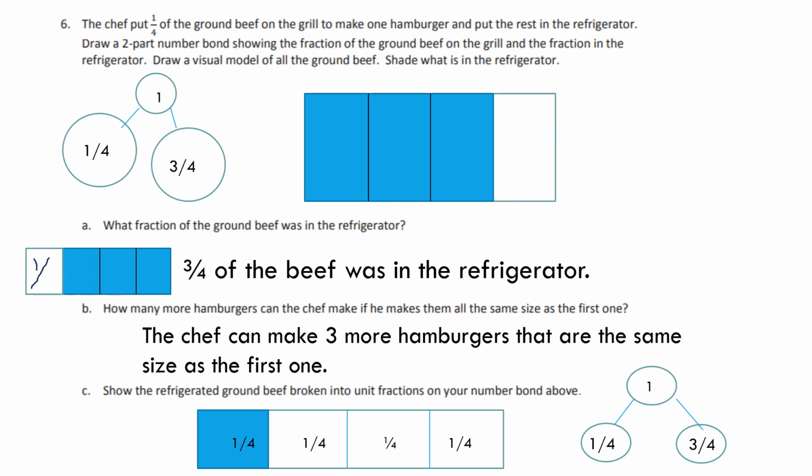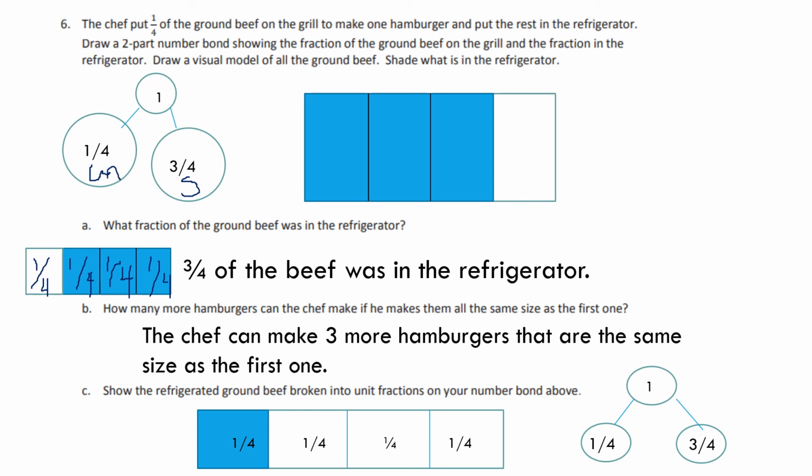1, 2, 3, 4, and he only used 1 from earlier because this was our unshaded, and this was our shaded. So I wrote 3/4 of ground beef was in the refrigerator. Notice I have a period and a full sentence.